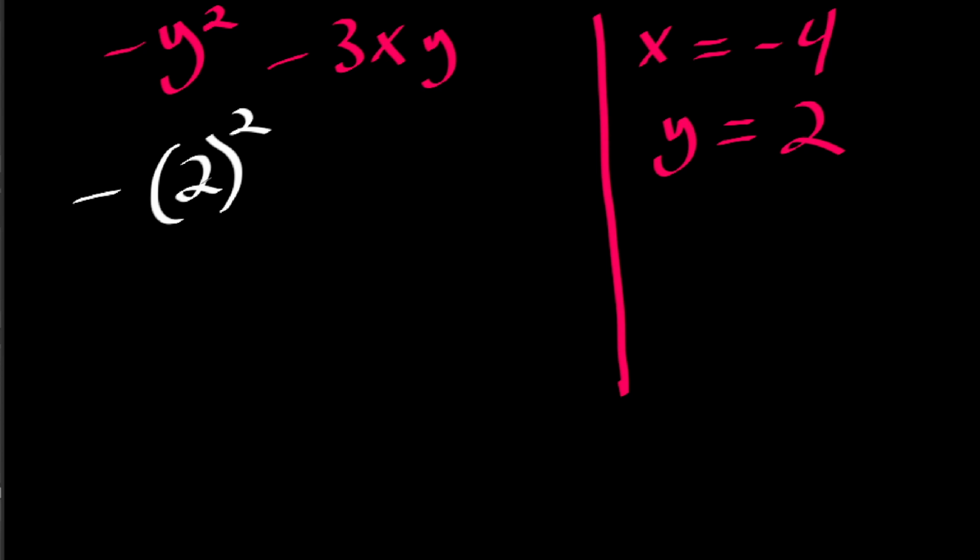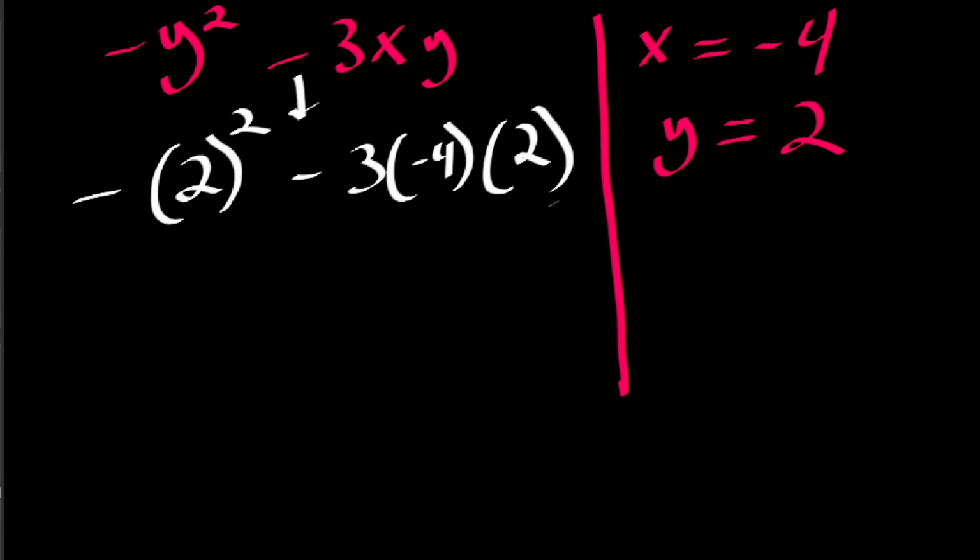So once again, the negative is not in the parentheses with 2. Okay? So then we bring down our minus sign. We have 3. Now we're going to replace x with negative 4. And we're going to put that in parentheses. Times, or y, is now going to become a parentheses with 2 in it. Okay, so now watch what happens when I do this.